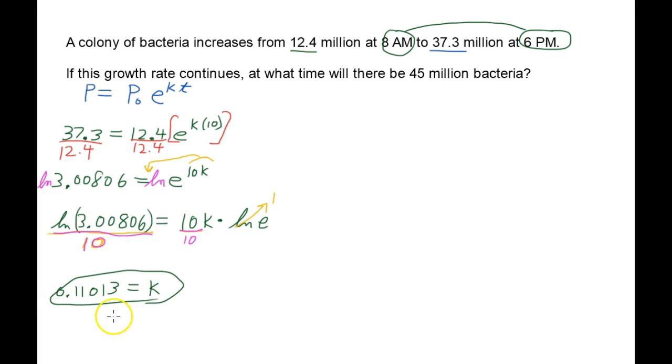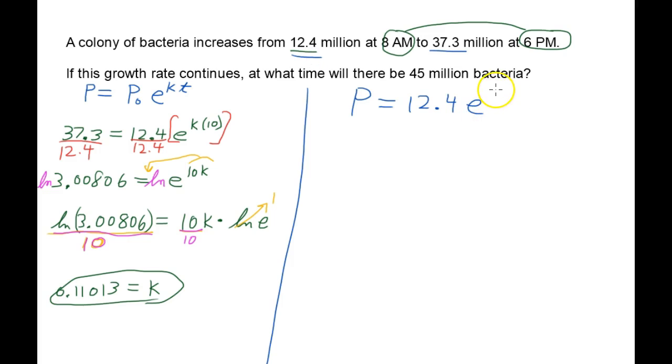Now we have k. Once we have k, we are going to make our main formula. So let's plug in. We have our ending population equals our initial population, that's 12.4 million, times e to the k, that's 0.11013. We're still working with this problem, so we're going to hang on to all those 5 decimal places. You might round it in another instance, but in this one we'll hang on to all 5 of those. And that's our formula that we're going to work on.